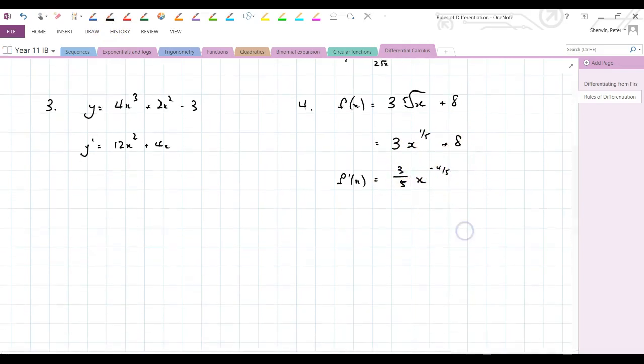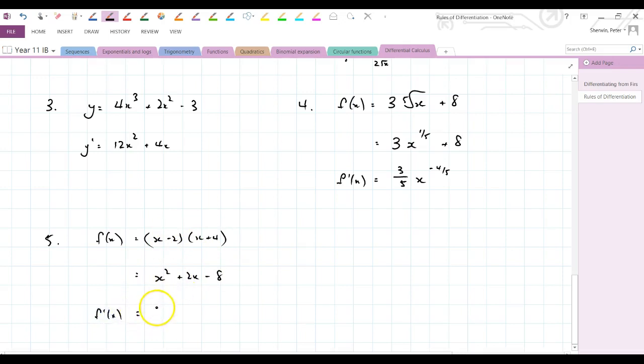Let's have a look at 2 more. Question 5. I want to derive this function here. x minus 2 times x plus 4. Okay, I'm not ready to derive it yet. I'll do some expanding. x squared plus 4x minus 2x, that's plus 2x, minus 8. Now I'm ready to derive. It's in the format I'm happy with. I've got 2x plus 2. Brilliant.